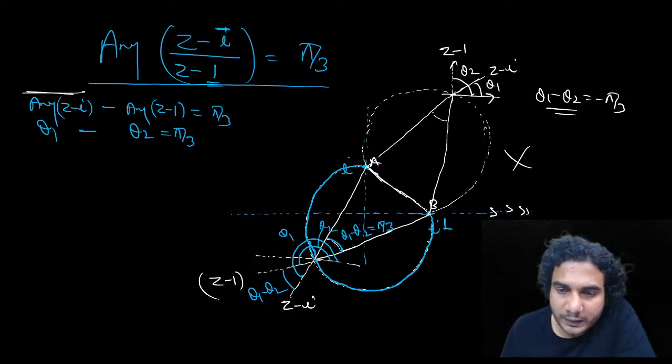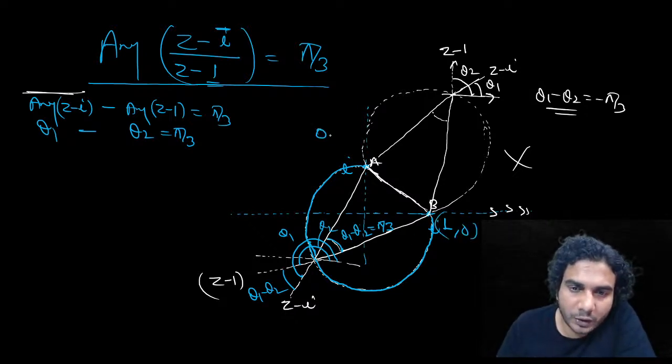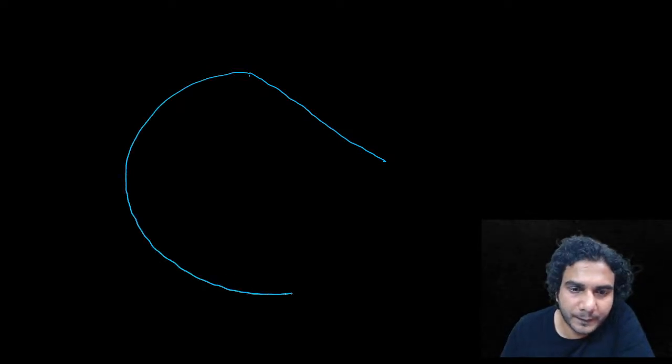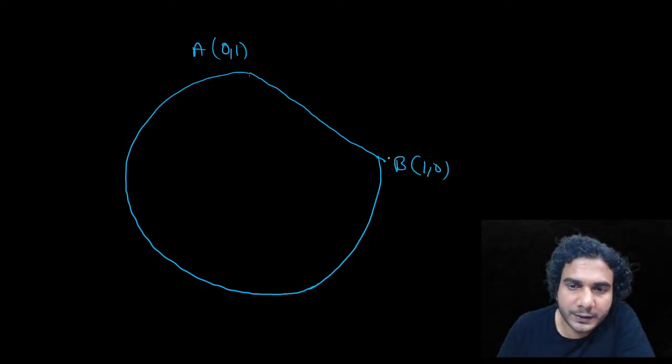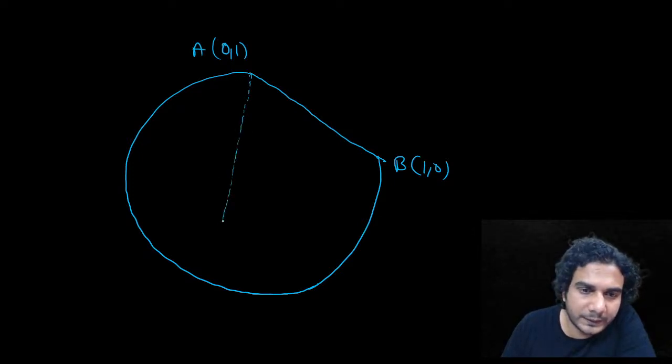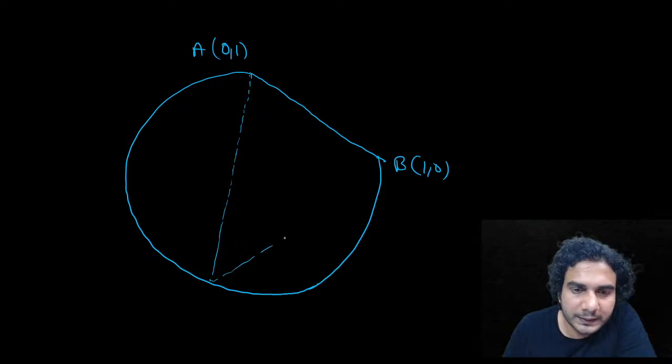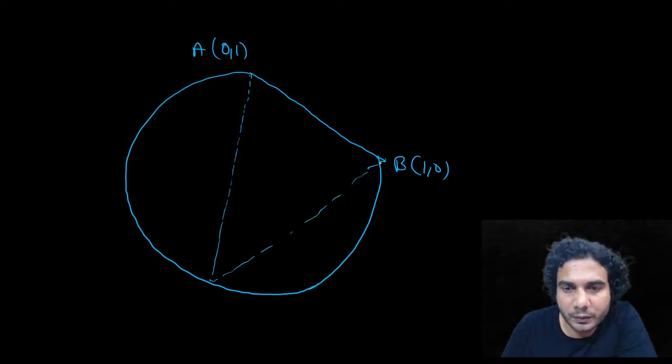So this point was 1, 0, and this point was 0, 1, and this angle was pi by 3. Let's use it. So we are getting this arc. Now the question is to find the center and radius. So let's make a big diagram. This point is A, 0, 1, and this point is B, 1, 0. What is known to us? We know that this angle is pi by 3. That is the only thing we know apart from the coordinates of A and B.